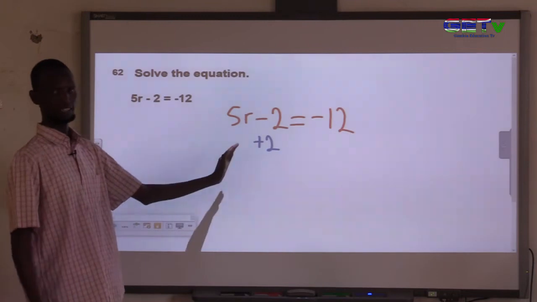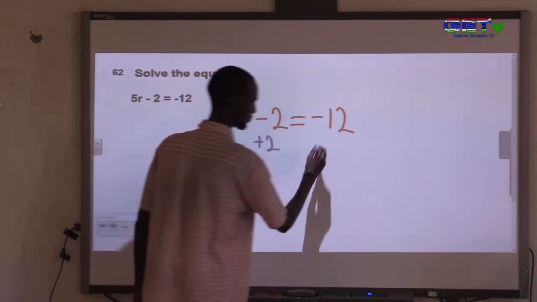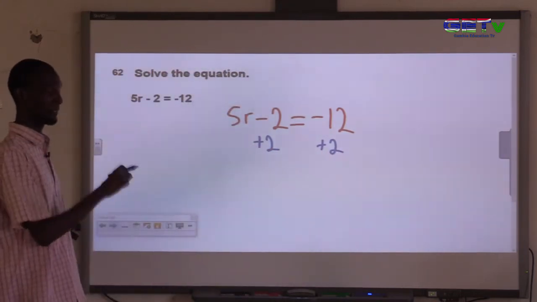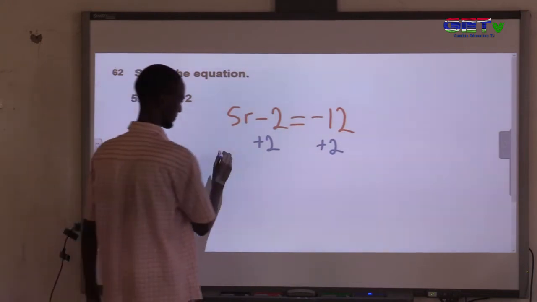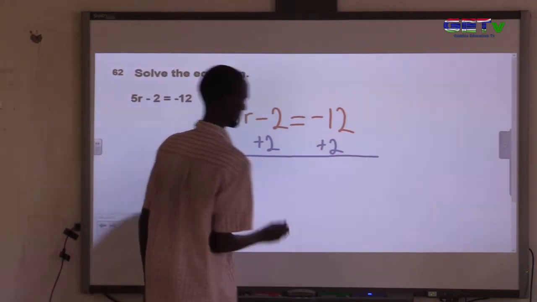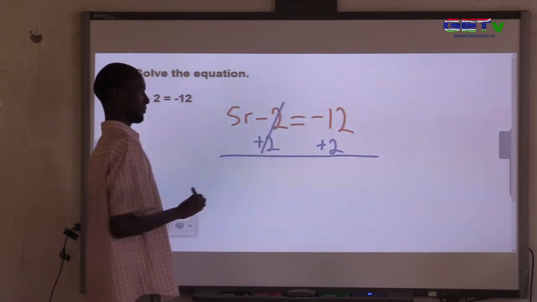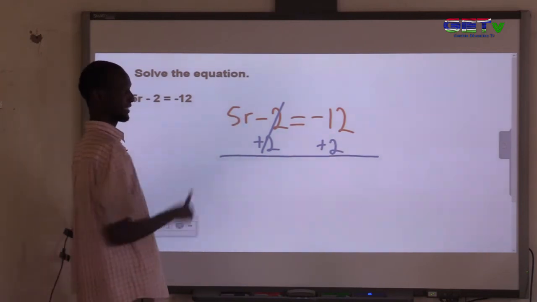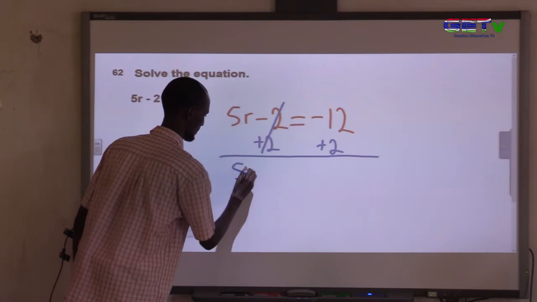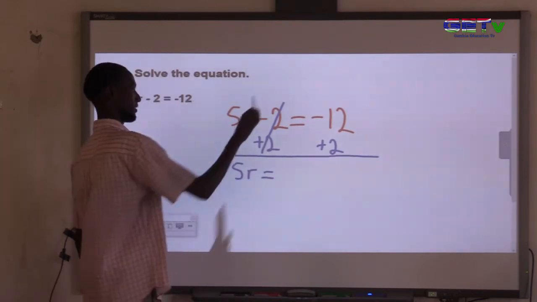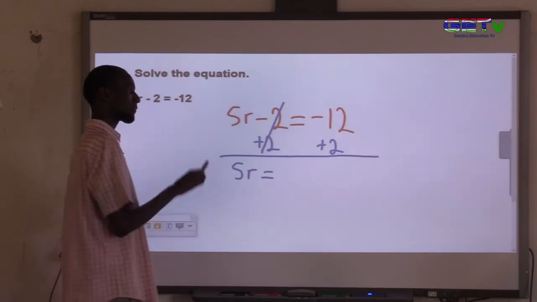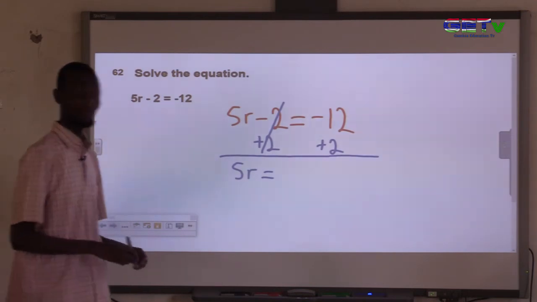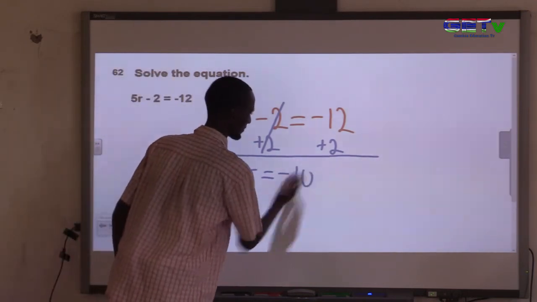And if I add 2 to the left-hand side, I must also add 2 to the right-hand side, because whatever I do to one side, I must repeat the same thing to the other side. Then the 2's will cancel out, because minus 2 plus 2 is 0, so they are gone. But the 5r is still there, equals negative 12 plus 2. Again, you have to refer back to your integers, and that should give us negative 10.